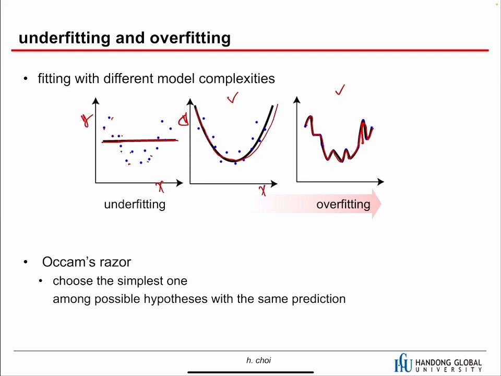So when we define a model, it could be underfitting, or it could be overfitting, or it could be in the middle of these two extreme cases. And there is an important concept here, Occam's razor. When we have a couple of different hypotheses or models with the same performance, then the simplest one would be the best. That's what Occam's razor says in machine learning.